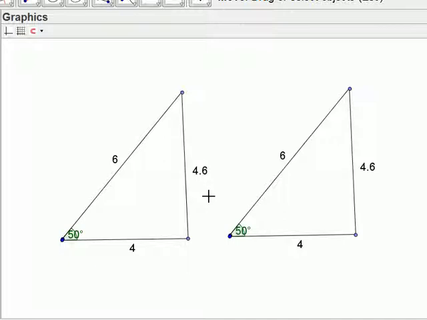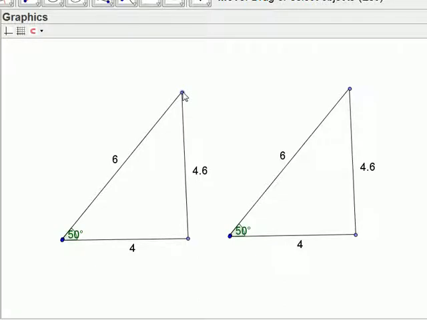Okay, I have two triangles right here. If you look at them, they are congruent to each other. Look, 6 and 6, 4 and 4. This is 4.6 and this is 4.6. They have the same angle. So they're congruent for all kinds of reasons. But what I want to do here is just kind of demonstrate what we were doing earlier.